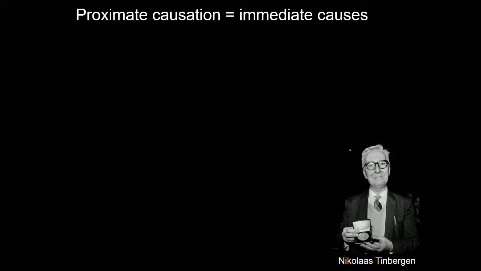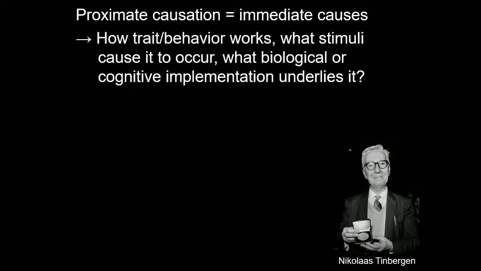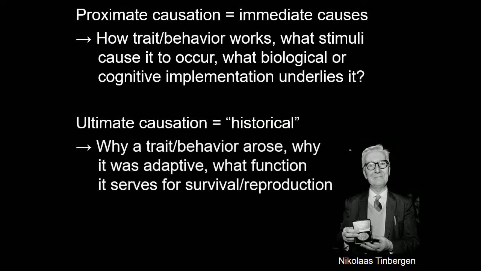and it makes this distinction between proximate and ultimate. So proximate causation is immediate causes, things like how the trait or behavior works, what stimuli cause it to occur, what biological or cognitive implementations underlie it, and that's in contrast to ultimate causation, which is fundamentally a historical sort of question, which is to say, why did this trait or behavior arise? Why was it adaptive? What function did it serve for survival or reproduction?